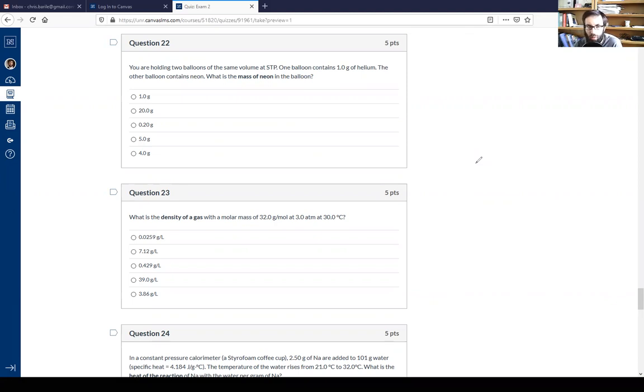There are two ways to do this. One is the long way, which is to use PV equals nRT, calculate, get helium into moles, and then you could calculate the volume of the balloon, because you know the temperature and pressure. Then you plug that in, since the volume of the second balloon is the same as the first, back out the number of moles of neon, and then use the molar mass of neon to get the mass of neon. That's totally fine, and it'll work.